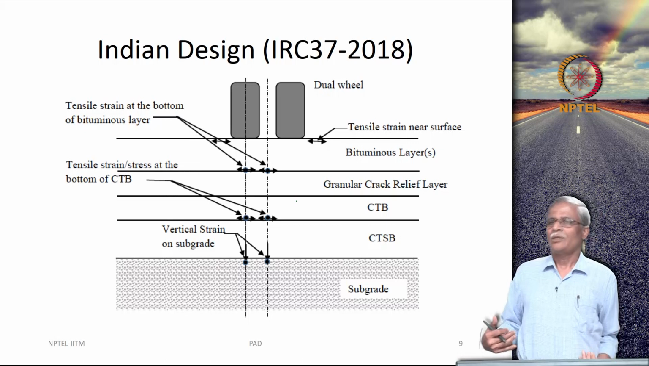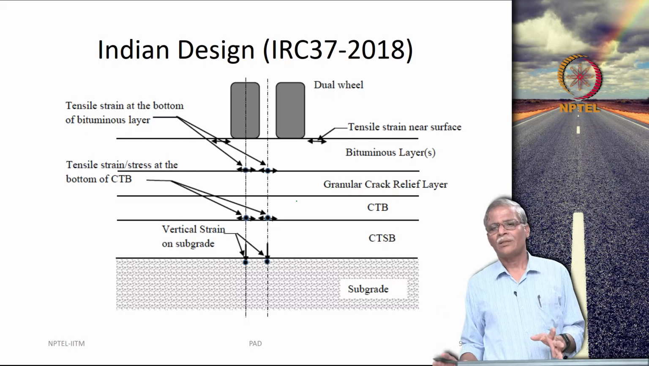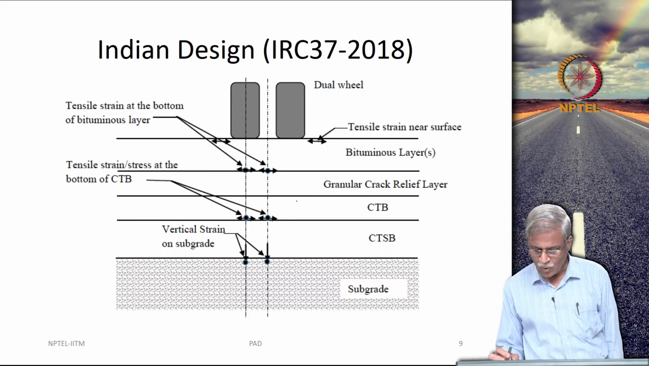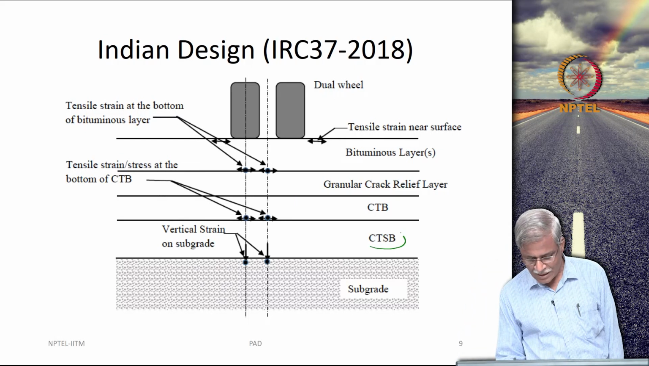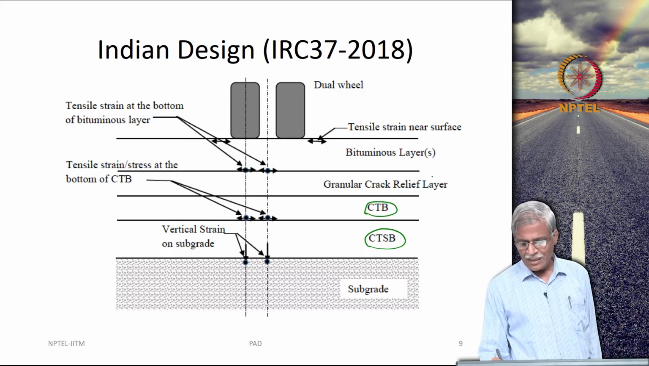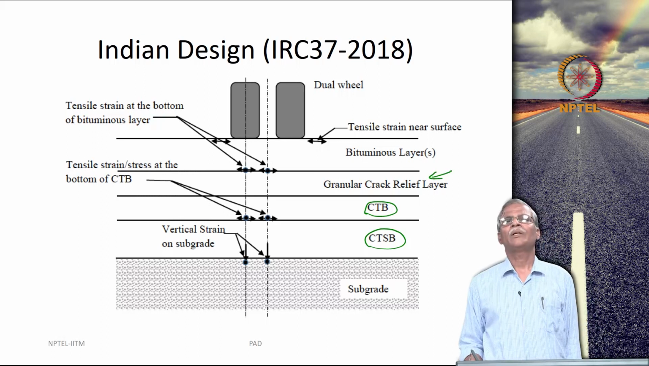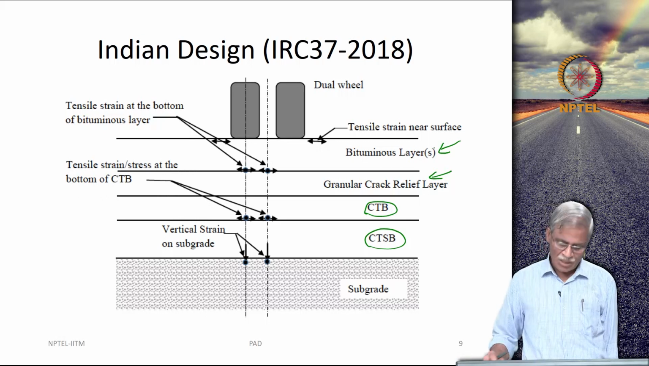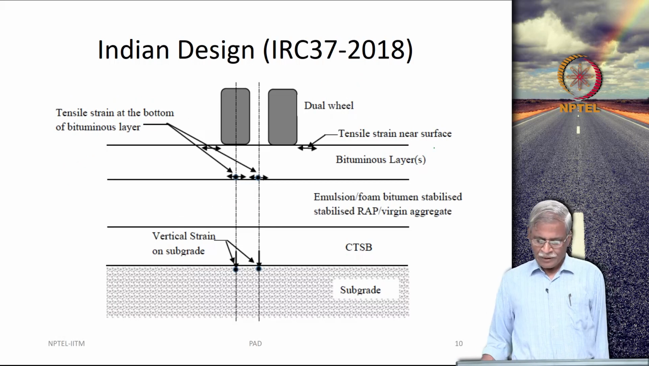There are many other cross sections that are given in IRC 37. You are advised to go and take a look at it, but I will just talk about it. There is a cement treated subbase, there is a cement treated base, and because of this stiffness, there is a necessity for something like a crack relief layer and then the bituminous layer. Rest of the things remain the same.